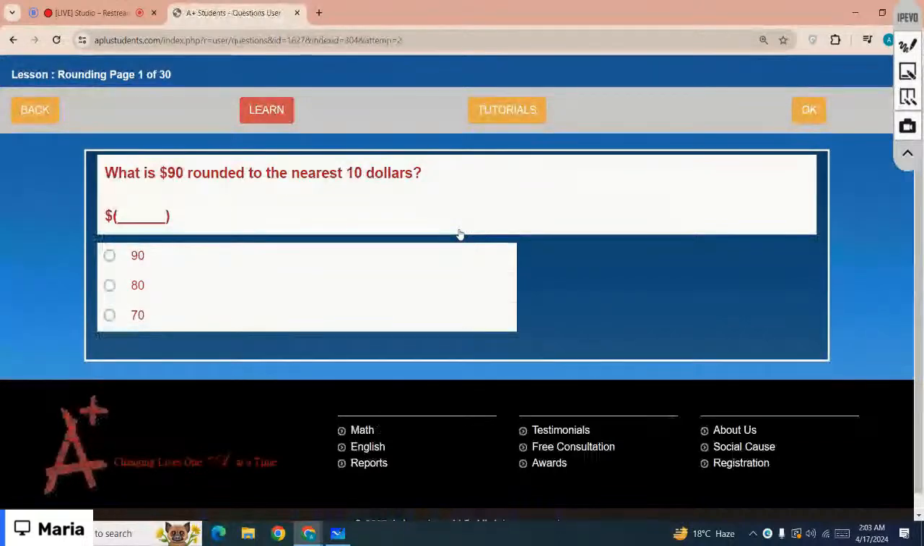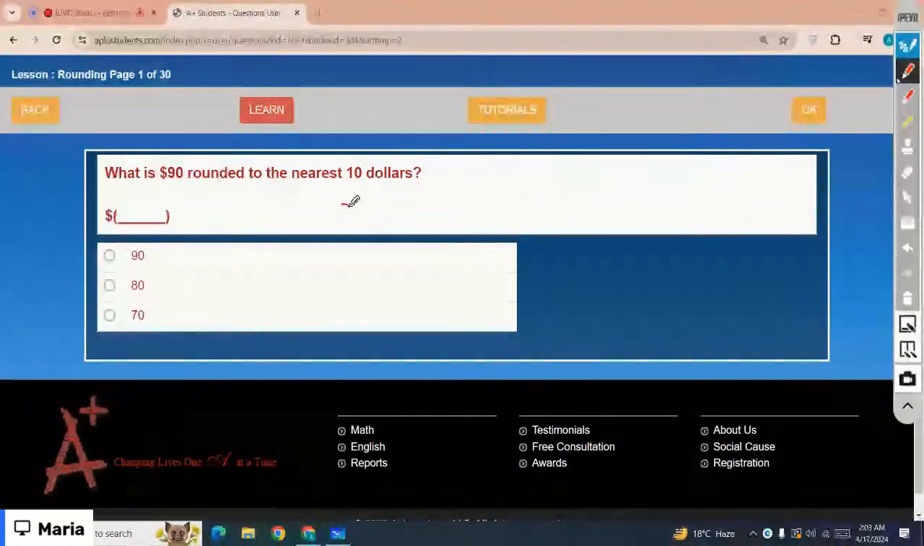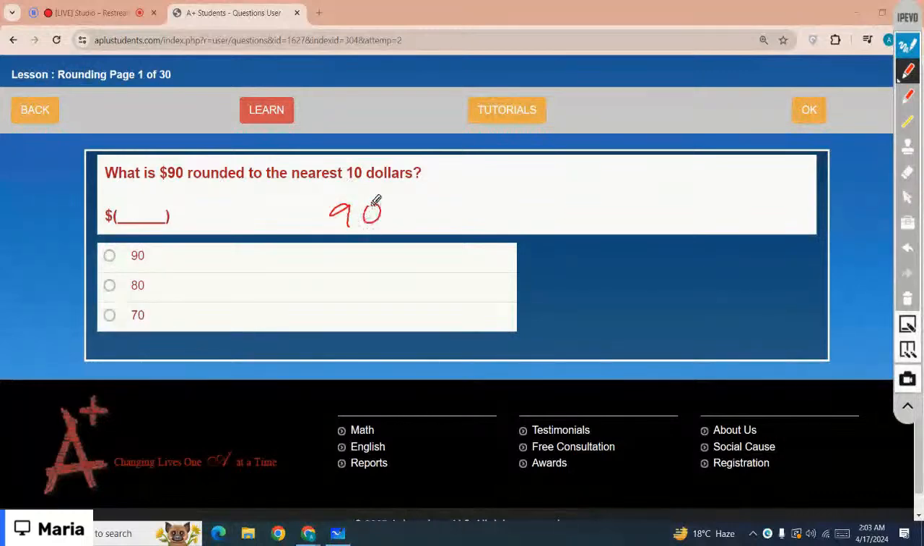What is $90 rounded to the nearest $10? So you have to round off $90 to the nearest $10. So $90 is already at the $10, right? $10 means the one in which you have a zero at the ones place and you have a digit at the tens place, right? So 90 is already at the tens digit. Got it? The correct option is 90. You don't have to round off.